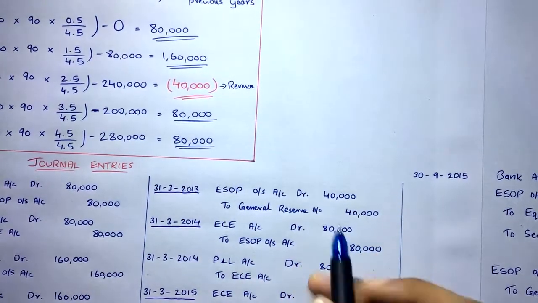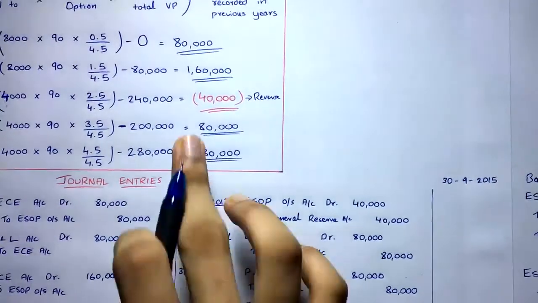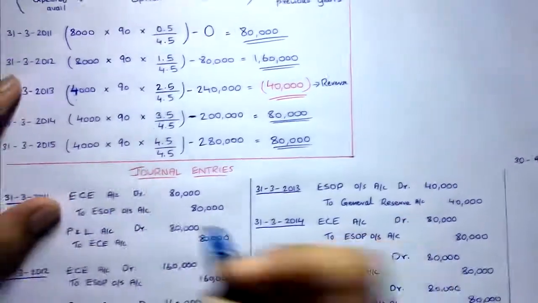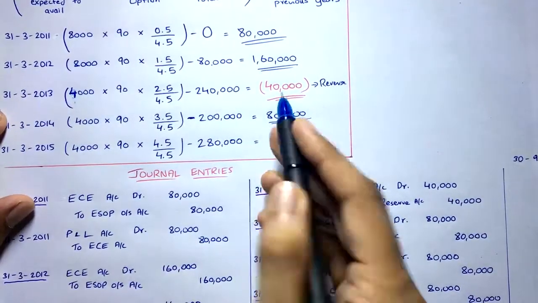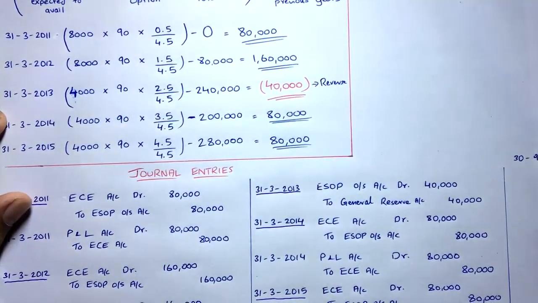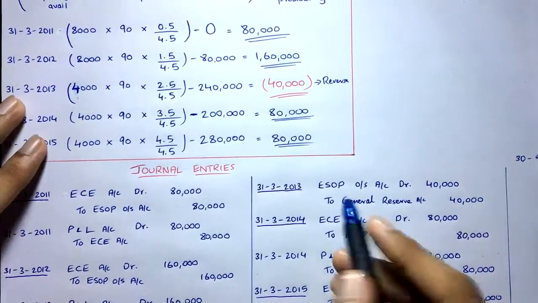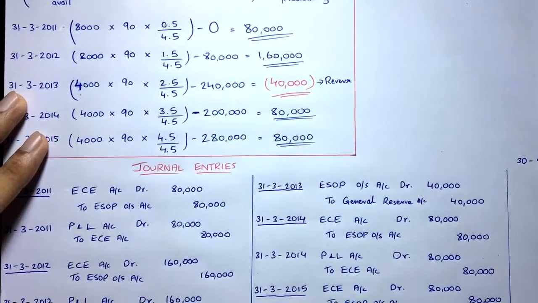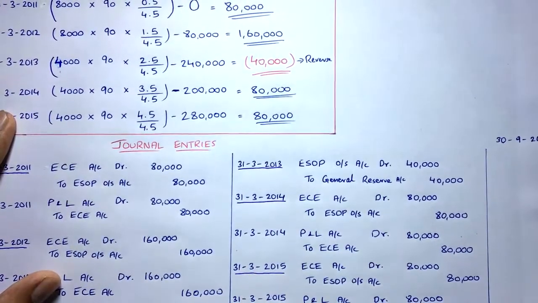To increase them, what are you going to do? You are going to credit them, right? So to general reserve account, credit 40,000. Simple. So एक ही entry होगी. Only one entry will be there on 31st March 2013 because here you're just reversing the liability. You are not recognizing the expense, so you can't transfer anything to profit and loss. So only one entry will be there on 31st March 2013, and then we come to the last year, not the last year, 31st March 2014.